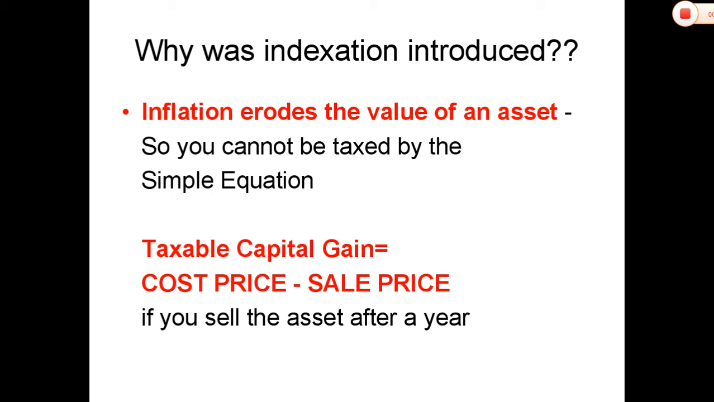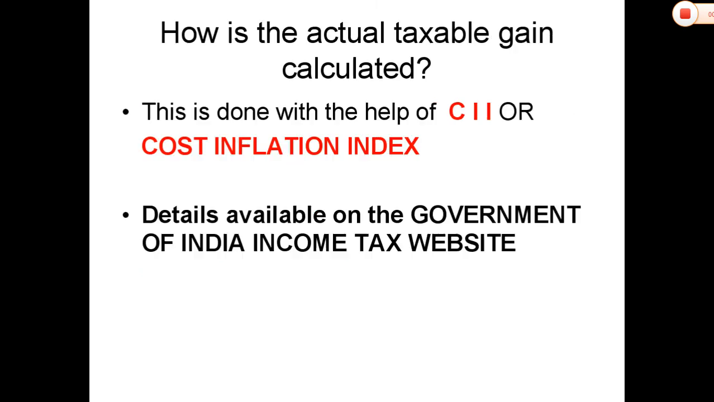Also, taxable capital gain is basically not equal to the sale price minus the cost price if you sell the asset after 1 year. Most of you think that the taxable capital gain is कि जो भाव पे हमने उस चीज़ को बेचा माइनस जिस भाव पे हमने उसको खरीदा. So how do you calculate the actual taxable gain?